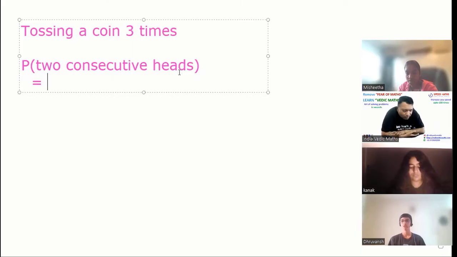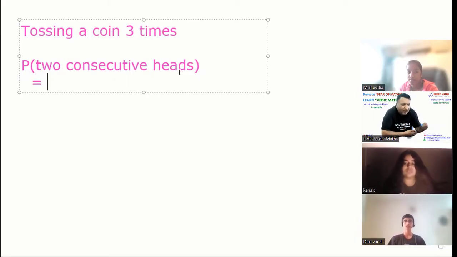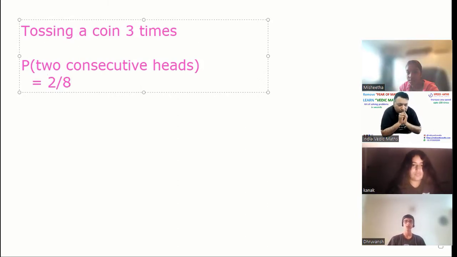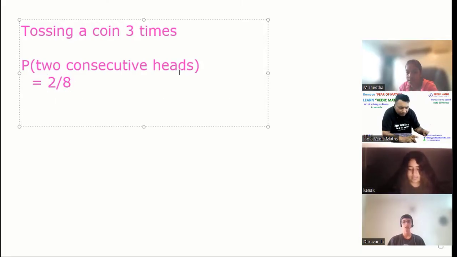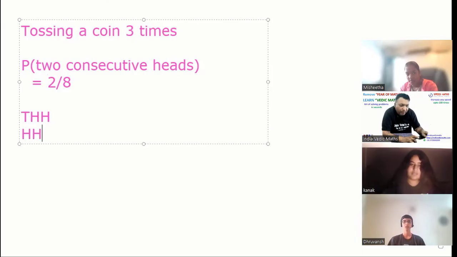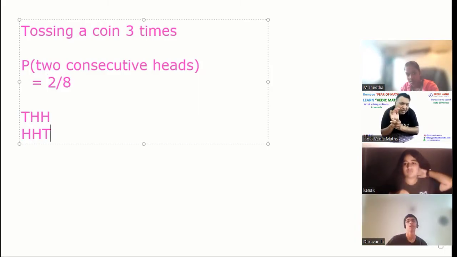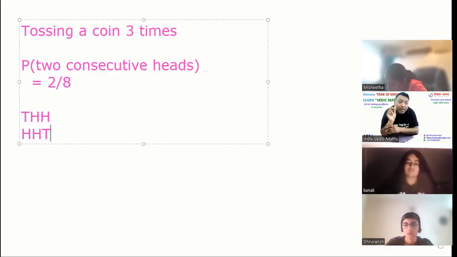What is the probability of getting 2 consecutive heads? Explain, Kanak. What's the answer and how? 2/8, because... Which outcomes are favorable? Tails, heads, heads, heads... Perfect. Correct, everybody? Very good. You should always tell me the outcomes, guys, so there is no confusion. Tail, heads, heads, tail. These are the only 2 outcomes where you're getting 2 consecutive heads.